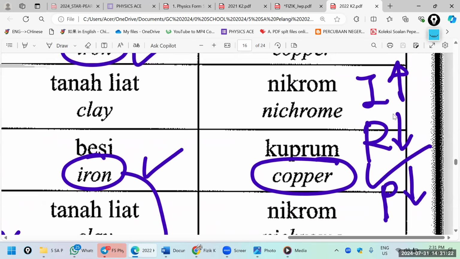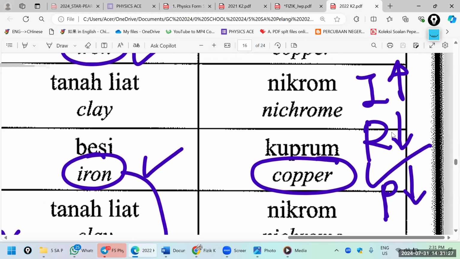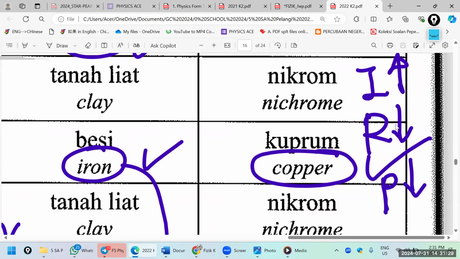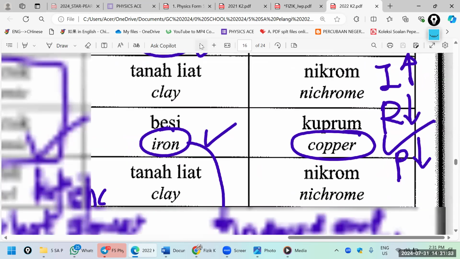Okay, for short form, for practicing exercise, we use short form. But in exam, please write everything in full. Understand?